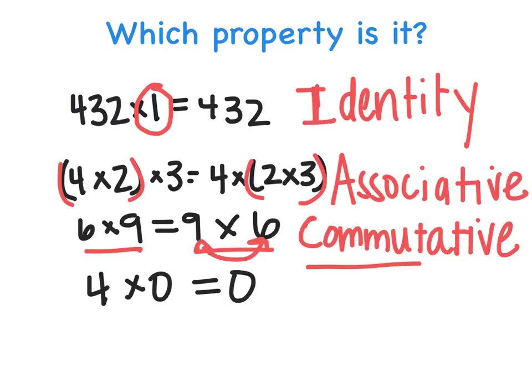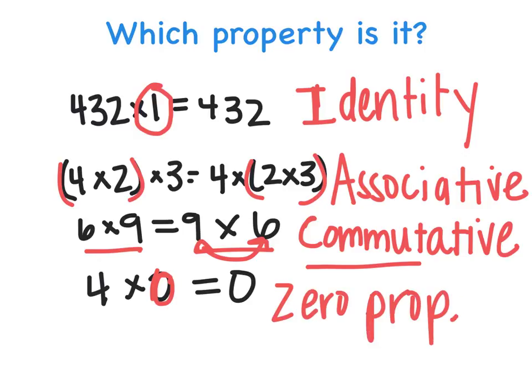And last but not least, 4 times 0 equals, the 0 here tells me that this is the zero property. This is the easiest one to remember if you ask me.